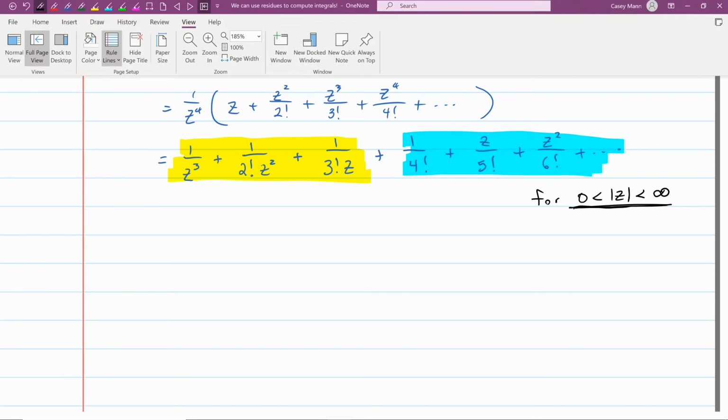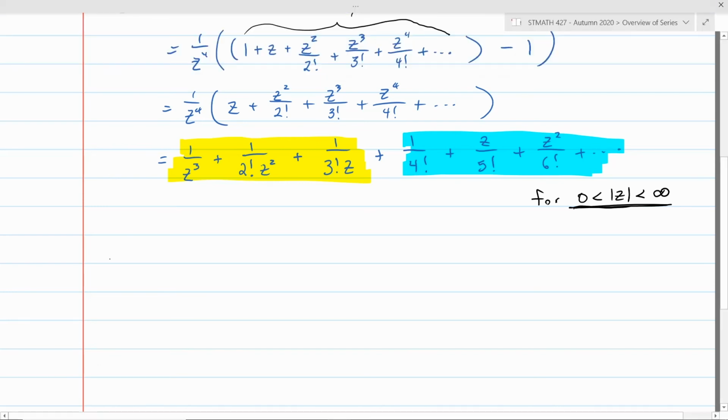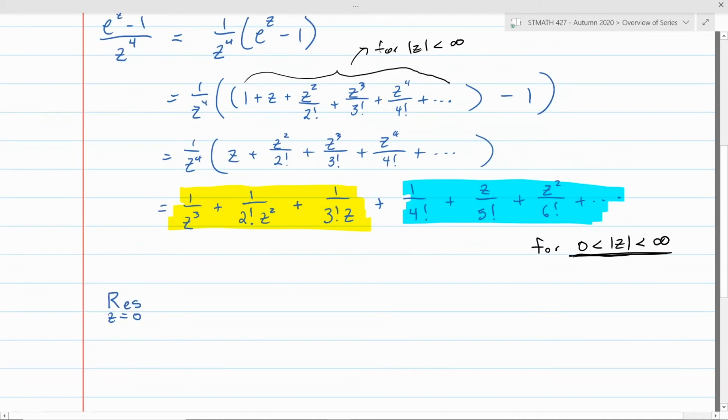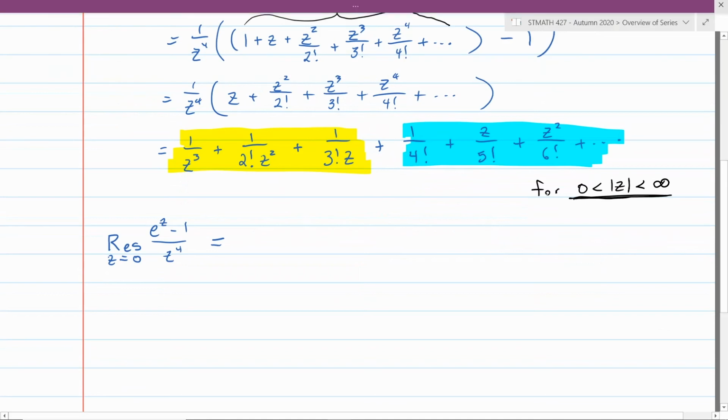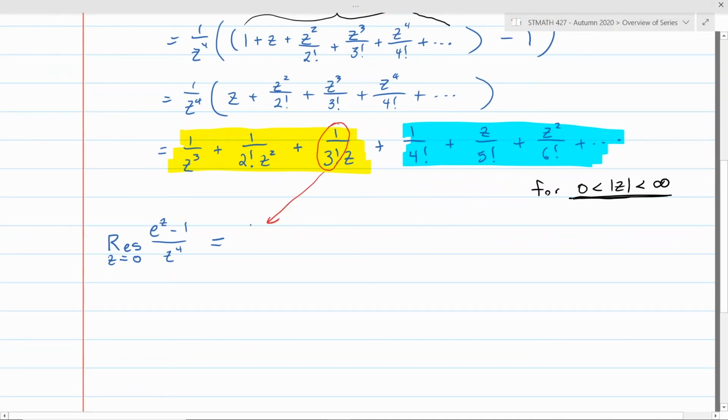And so we know by that theorem that the residue at z equals 0 of our original function, which was e to the z minus 1 over z to the 4th, equals that coefficient of the z to the negative 1 term. So that would be this coefficient right here. So 1 over 3 factorial.